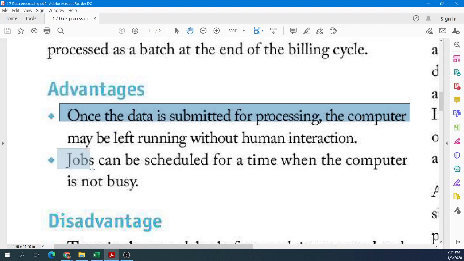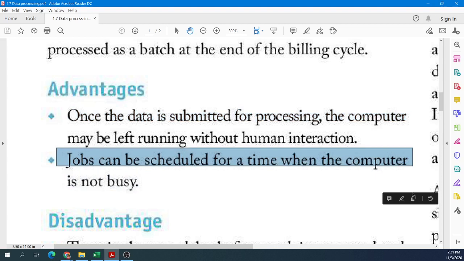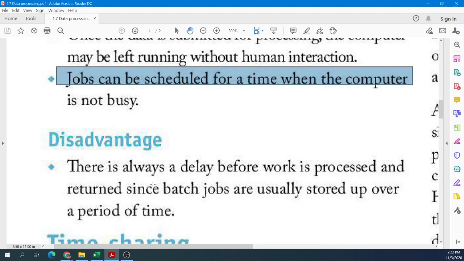Now, the second, jobs can be scheduled when the computer is not busy. So remember now, the computer is waiting for a batch of data. So in that time it is waiting, it is basically not doing anything. So in those periods of time, you can actually use the computer for other tasks. You can schedule other tasks that maybe on Monday you can do this, on Tuesday you do this, on Wednesday you do that. So it is much easier now to schedule tasks because it is not so busy processing data all of the time. So that's another advantage.